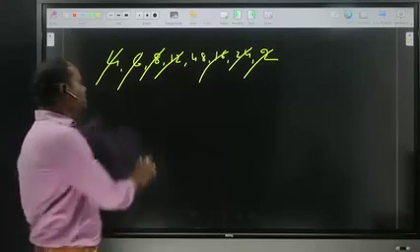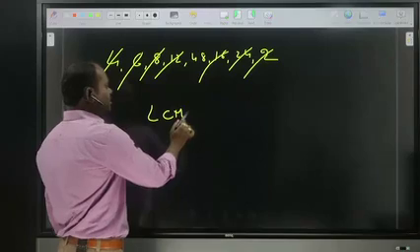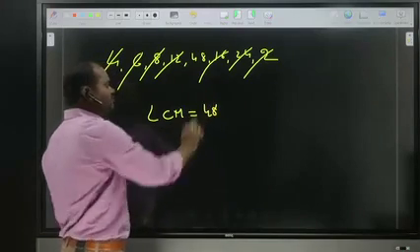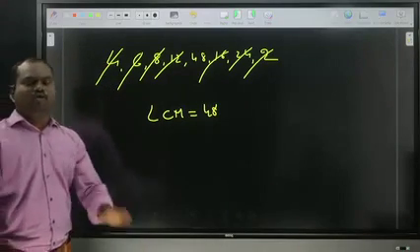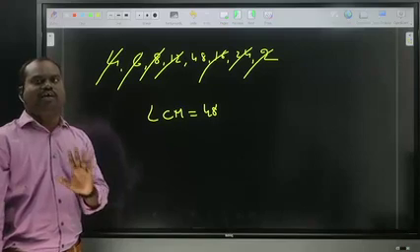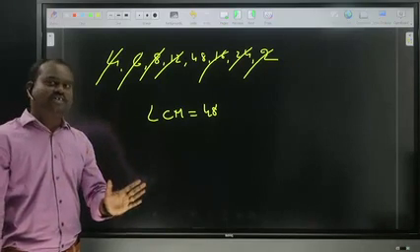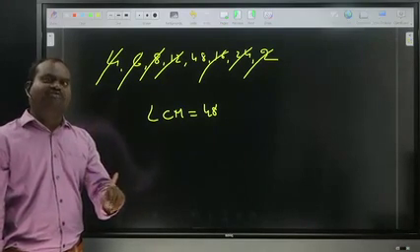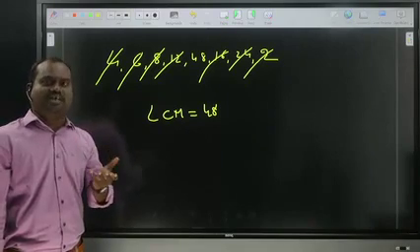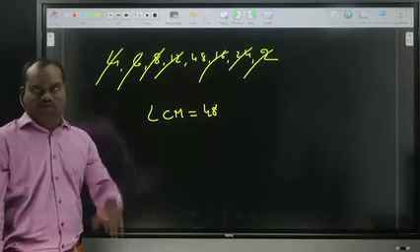LCM. So the LCM is how much? 48. If only one number is balanced, that is only the LCM. No need to find more. Is it clear? After elimination, if only one number is balanced, that is only the LCM. In case two or three numbers are balanced, first we need to find the LCM.